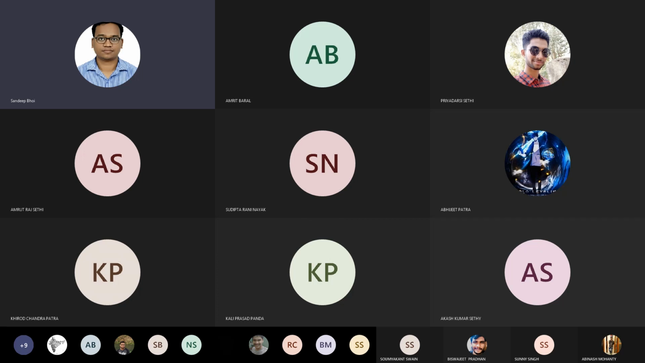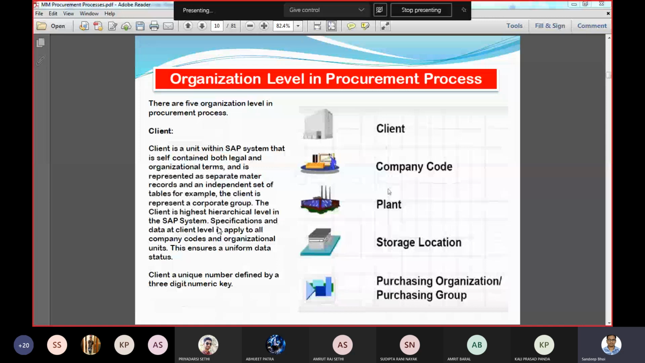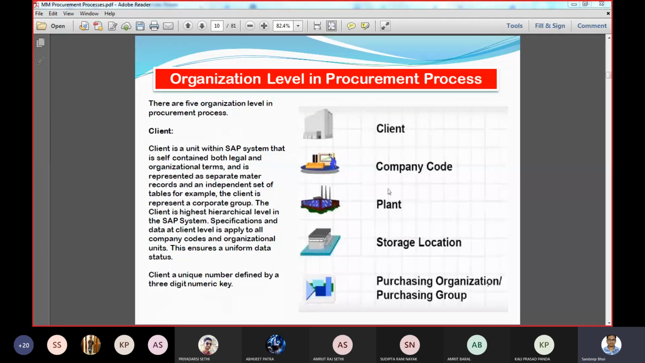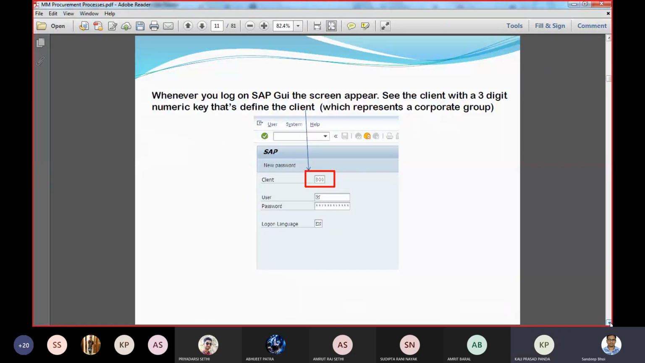Yes or no? Or is anyone having any doubt? Right? Yes? Okay. Hopefully you got this concept of organizational level structure, right? Yes, sir.